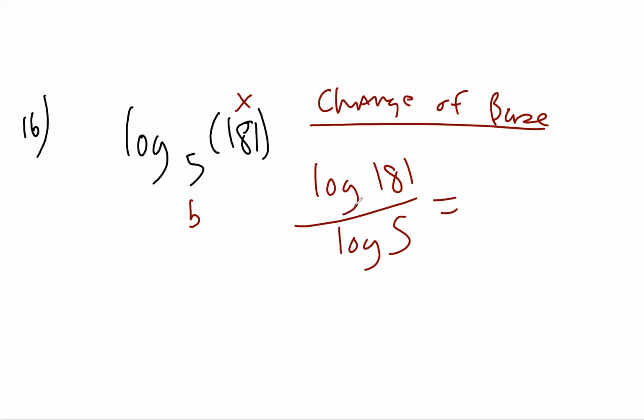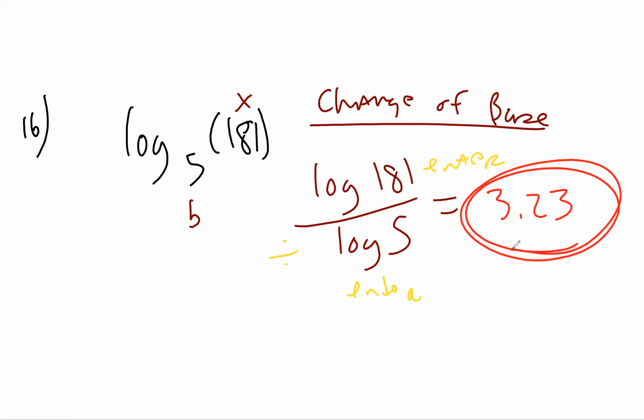Okay, so you're going to type log of 181, then hit enter, then hit divide by log of 5, then hit enter. And when you do that, what you should get is 3.23, because it's going to round to however many decimal places. So make sure you can do that.